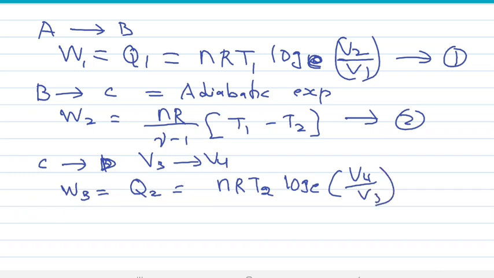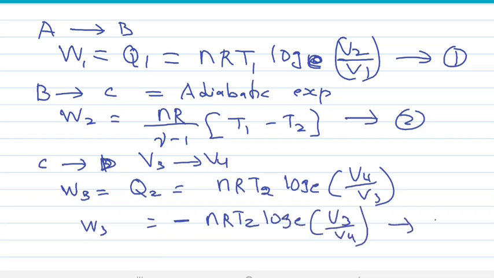This also can be written as W3 is equal to minus nRT2. We are reversing that log value here, so we will be getting log V3 by V4. Equation number 3. And next one is the last one. D to A. D to A is adiabatic compression.